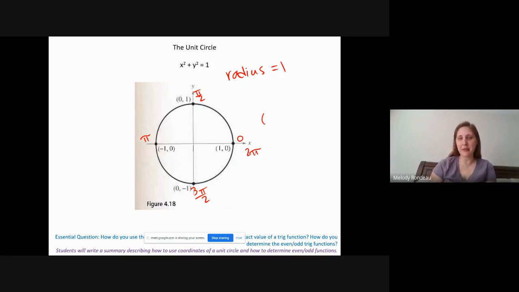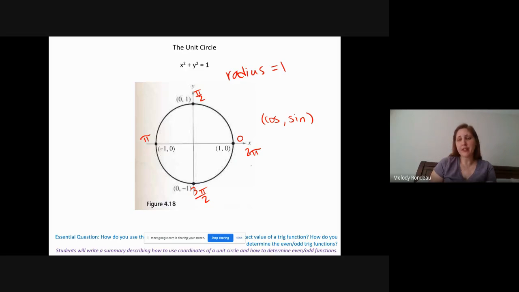Basically, what Mrs. Ballard and I are talking about is these quadrant angles: 0, pi over 2, pi, 3 pi over 2, and 2 pi. They're called quadrant angles because they land on an axis that separates your quadrants. When you have one of those, you're going to use the fact that we know our ordered pairs, the (1, 0), (0, 1), all those lovelies. They're x and y values, but they also are cosine and sine.